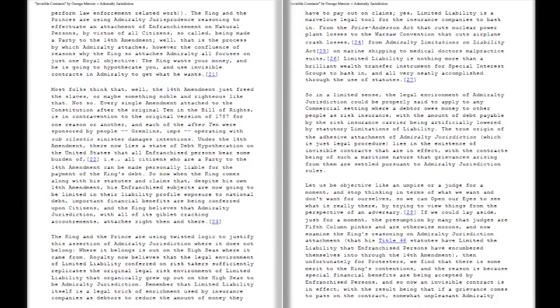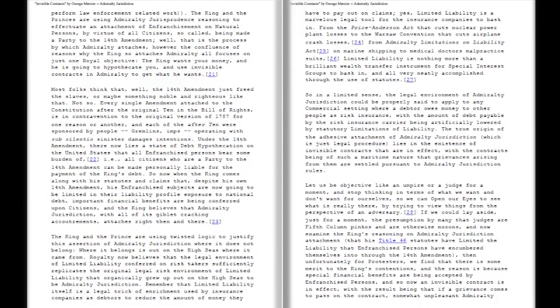23. The King and the Prince are using twisted logic to justify this assertion of Admiralty jurisdiction where it does not belong. Where it belongs is out on the high seas where it came from. Royalty now believes that the legal environment of limited liability conferred on risk takers sufficiently replicates the original legal risk environment of limited liability that organically grew up out on the high seas to be Admiralty jurisdiction. Remember that limited liability itself is a legal trick of enrichment used by insurance companies as debtors to reduce the amount of money they have to pay out on claims. Yes, limited liability is a marvelous legal tool for the insurance companies to bask in.